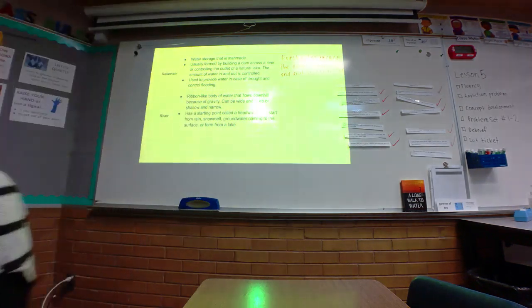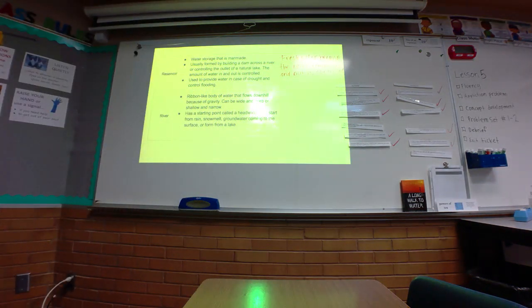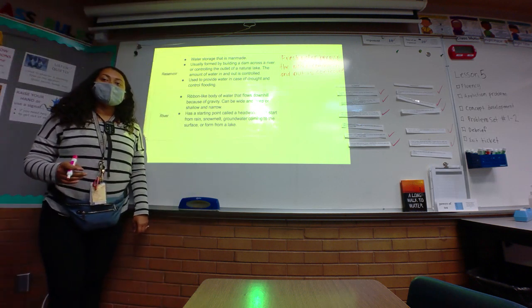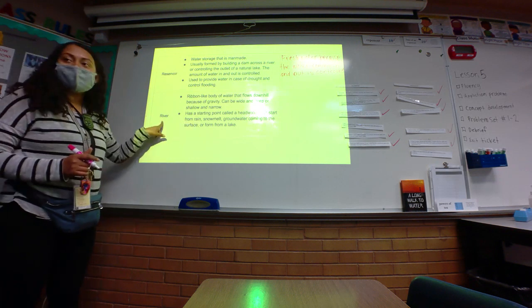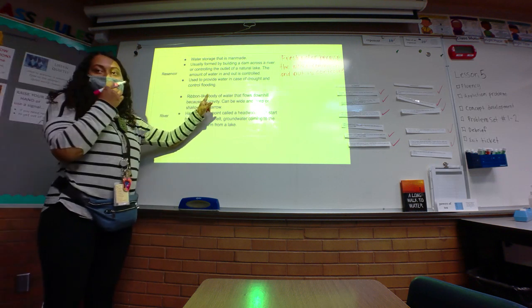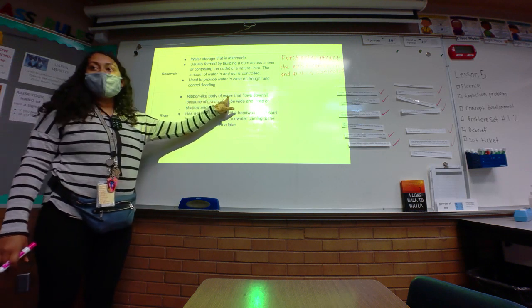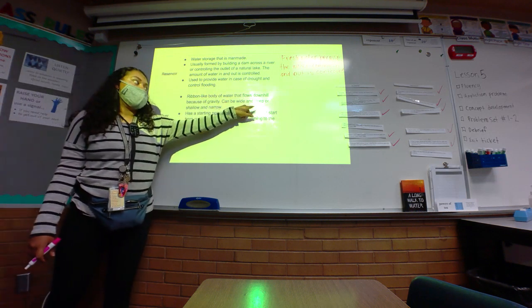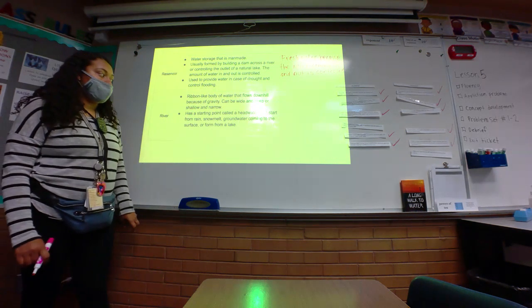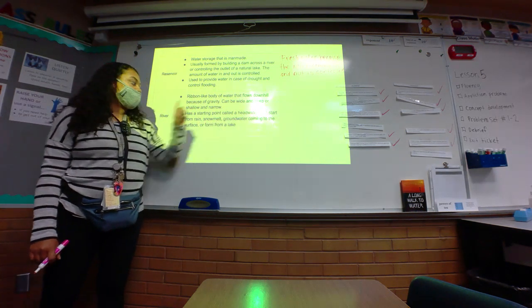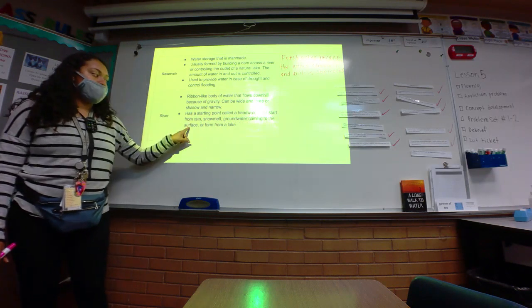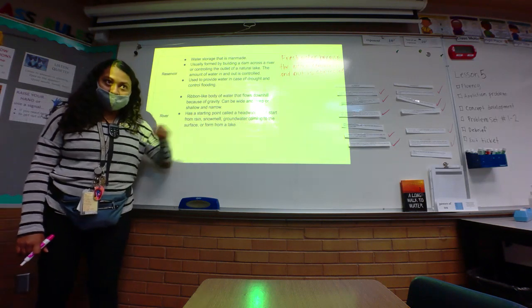Oh, I dropped my stuff. Okay, next one. A river. A ribbon-like body of water that flows downhill because of gravity, can be wide and deep or shallow and narrow. Has a starting point called a headwater, can start from rain, snow melt, groundwater coming to the surface, or form from a lake.